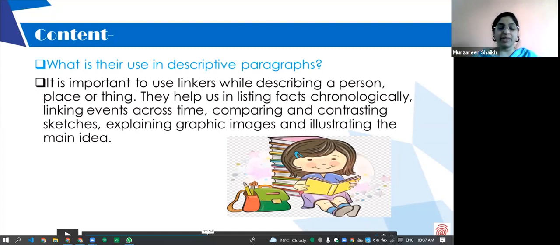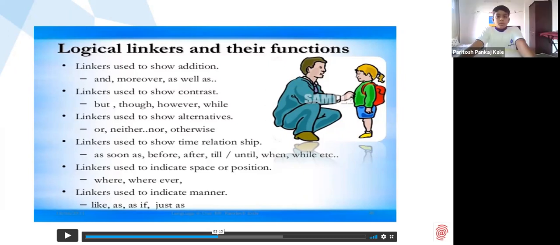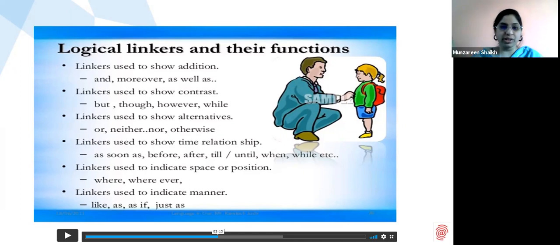Descriptive paragraph, yesterday I remember I had explained to you the meaning of the word descriptive. When you are describing either a person, or a place or a thing. Okay, next. Okay, now we are going to see logical linkers and their functions. So there is the list of logical linkers along with their functions.